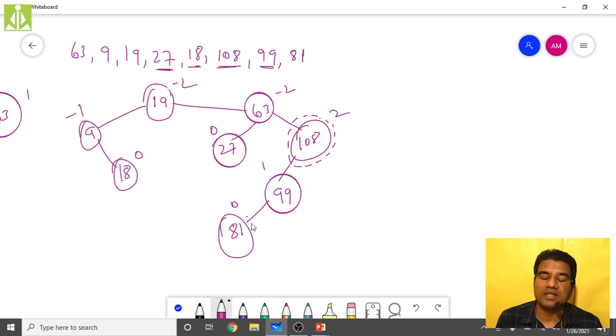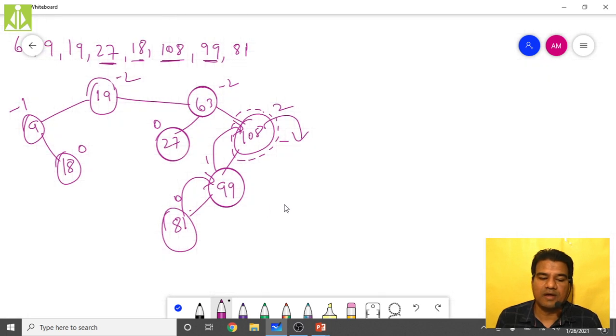As we have inserted the new node into the left subtree of the left subtree, we have to move all the nodes, including the root node, one position to the right side. So 108 should come over here, 99 should go to 108's position, 81 should go to 99's position. What will happen after that rotation, I will show you over here.